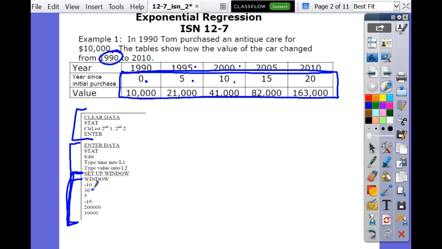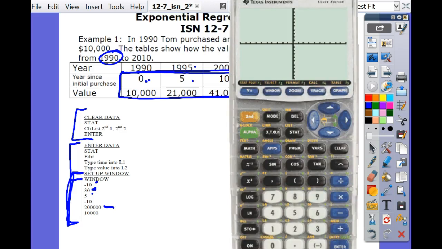Where did they get the -10 and the 30? What's the smallest x? 0, so that number needs to be less than 0. What's the biggest x? 20. So this number needs to be bigger than 20. If I'm counting up all the way to 30, I don't want to count by ones, I'm going to count by fives. The biggest number up here is 163,000. That's why this number is so big, because it has to be bigger than the 163,000.